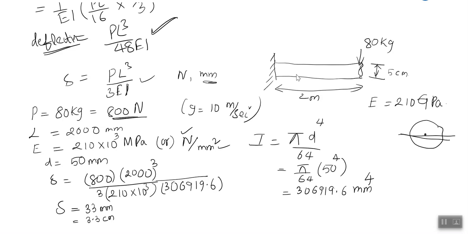That means if there is a rod completely built in, made of steel with a length of 2 meters and a diameter of 5 centimeters, and if a person of 80 kg is hanging like that, it will be deflected by this much amount, 33 mm or 3.3 centimeters.